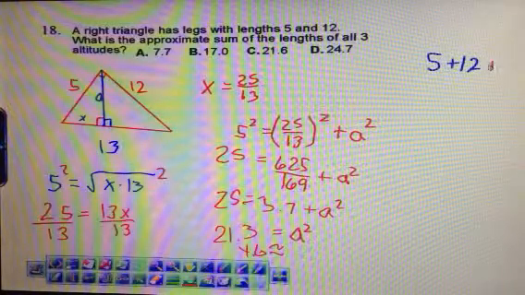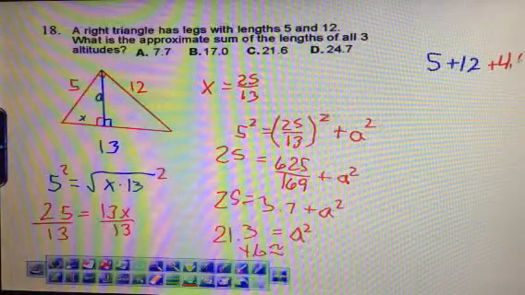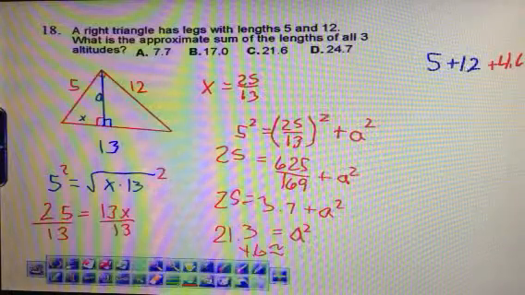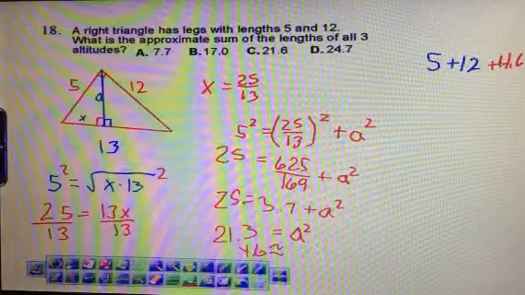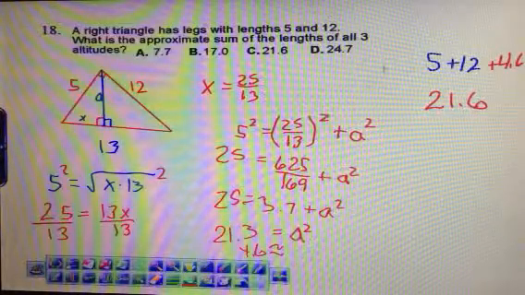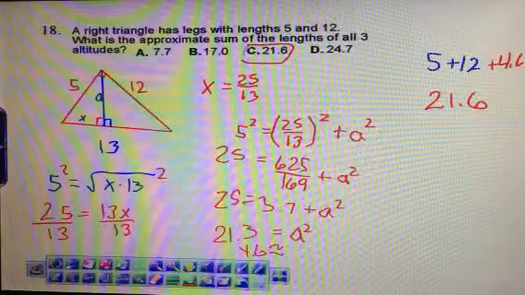So we've got to add that to the other two altitudes. So we'll get 5 plus 12, 17 plus 4.6 gives us 21.6. So that's choice C.